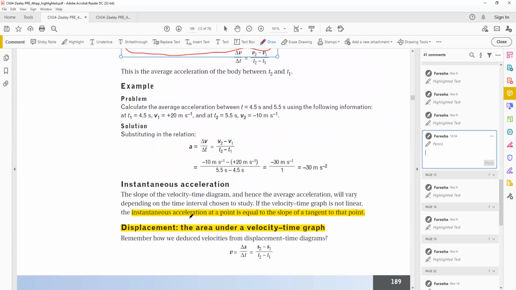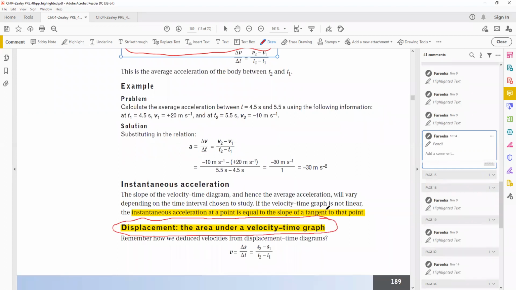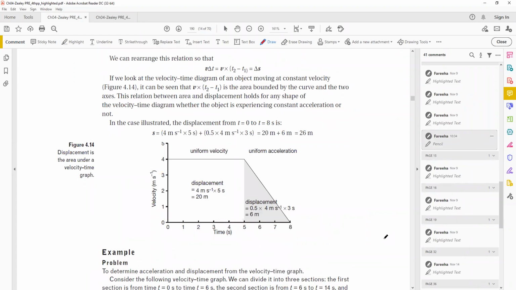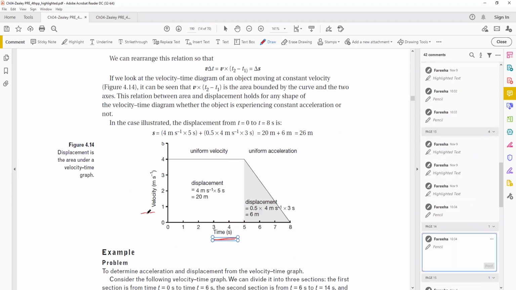Now, another important concept we have studied before is that the area under a velocity time graph gives you the displacement. Let's practice this again. You have a graph here, and you notice that along the x-axis you have the time, along the y-axis you have the velocity. If you are given a velocity time graph and you have to find the displacement, what will you do? You will find the area under the graph.